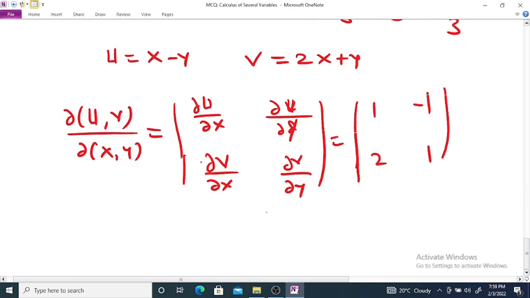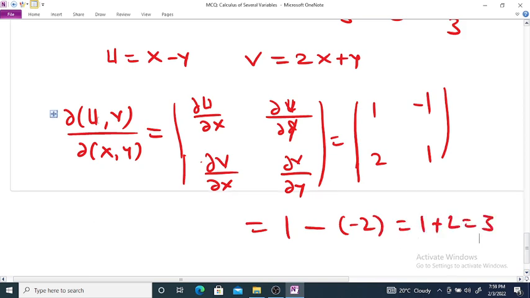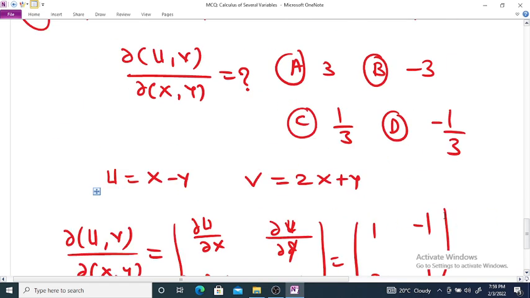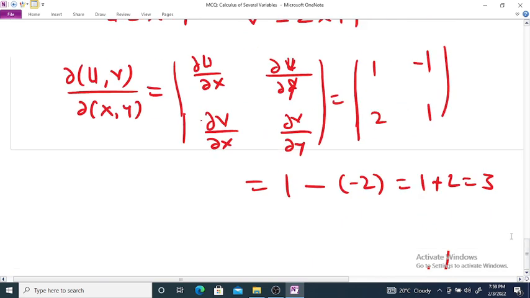So if you simplify this, it is equal to 1 minus (minus 2), so 1 plus 2 is equal to what? 3. So this is ∂(u,v) divided by ∂(x,y): ∂u/∂x, ∂u/∂y, ∂v/∂x, ∂v/∂y. So the correct option is what? Option A, 3.